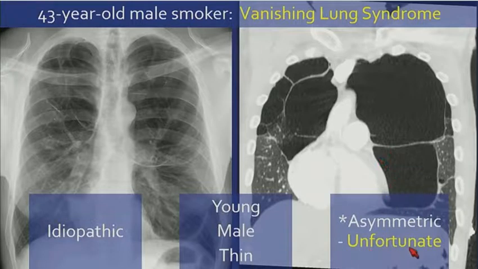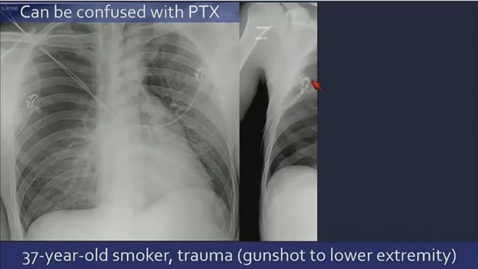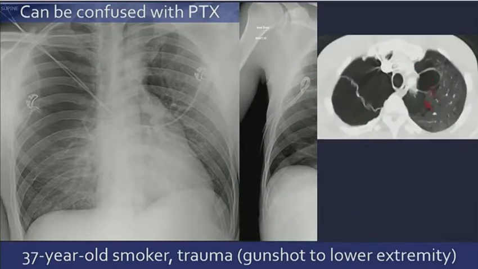And I have here that that's unfortunate. Why is that unfortunate that it's asymmetric? Well, it's unfortunate because of cases like this. It can be confused with a pneumothorax. So this is a 37-year-old smoker with trauma, but the trauma was actually a gunshot that had nothing to do with the chest. And this lucency within the right hemithorax here was thought to be a pneumothorax, and a chest tube was placed. However, the CT shows essentially giant bullous emphysema on each side, but it tends to be asymmetric.